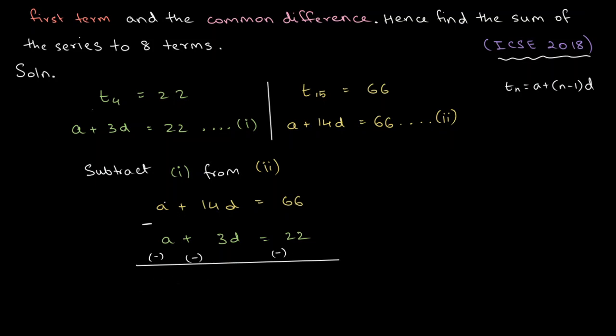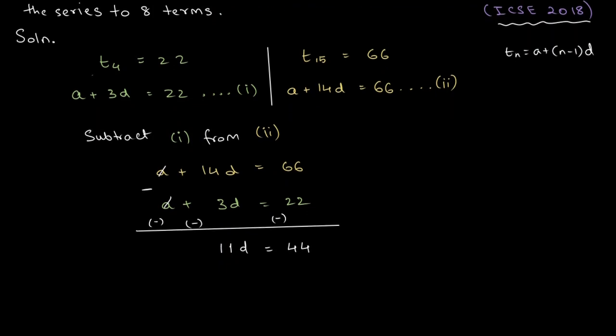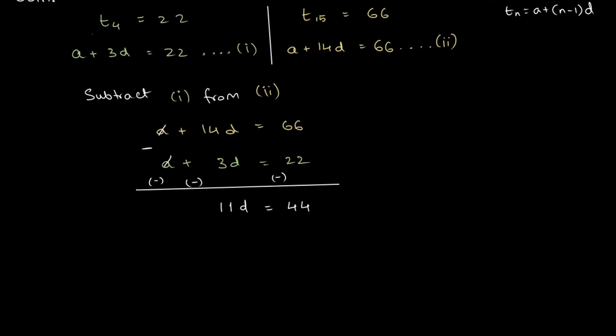Okay, so plus A minus A gets cancelled. 14D minus 3D gives me 11D, right? And 66 minus 22 gives me 44. Right. So as you can see, 11D is equal to 44. Therefore, I can conclude that the value of D is equal to 4. Yeah? 44 upon 11 is 4.